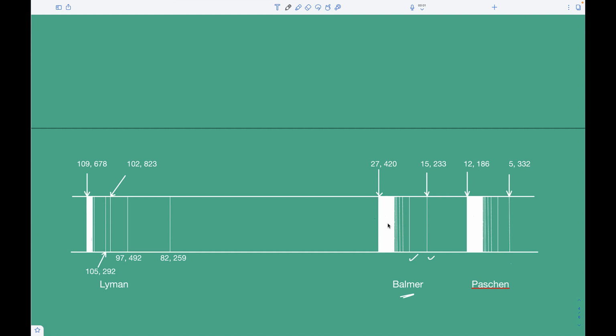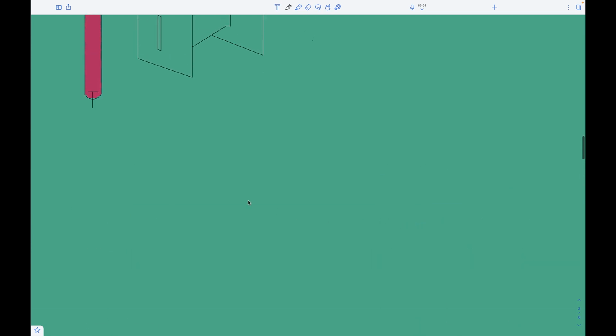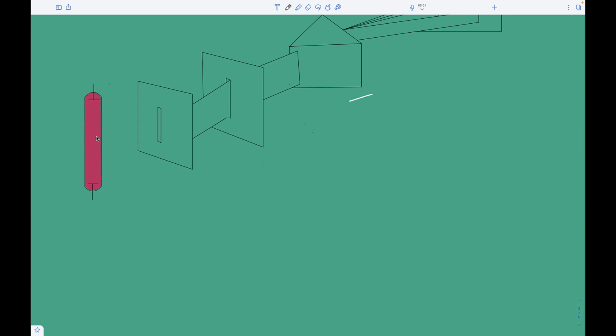So by looking at this series of lines, we can easily understand that this hydrogen gas is in fact emitting a mixture of electromagnetic waves with different wavelengths. Then, why does this mixture appear to have a single color when I look at it?